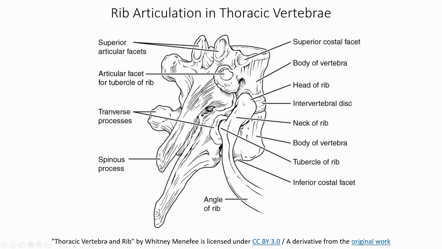So here's how that rib connects. We have our articular facet for the tubercle of the rib right here, and then we also have where the head of the rib is going to articulate. If you see those, that's going to be your key for where a rib would articulate.